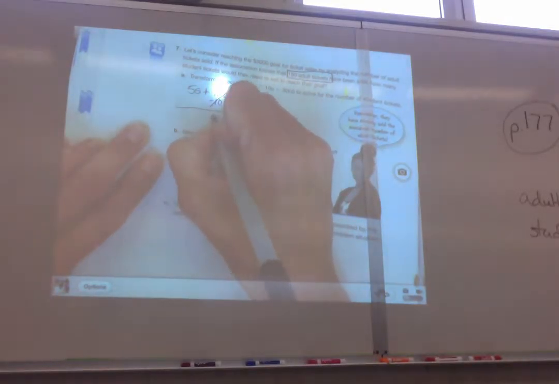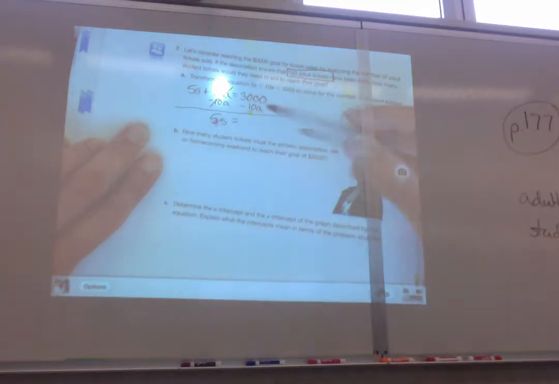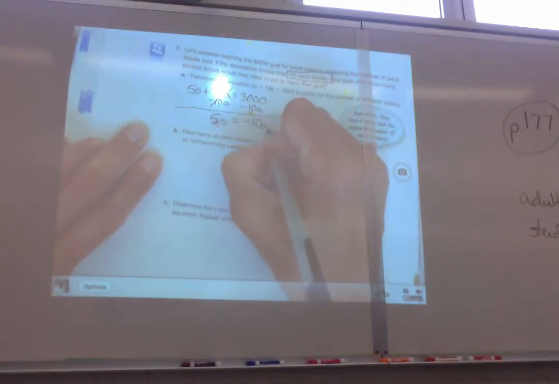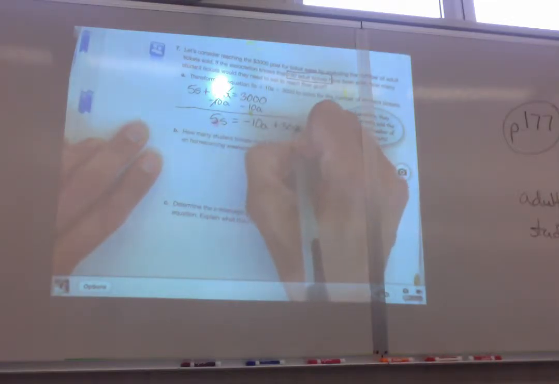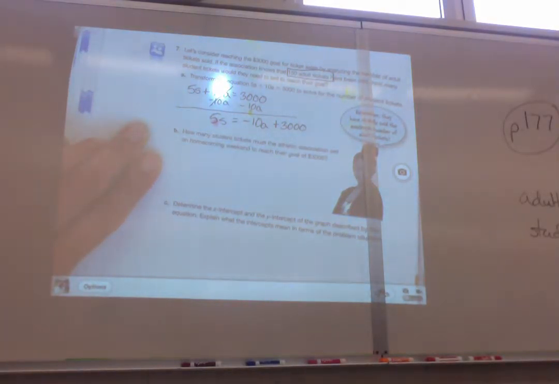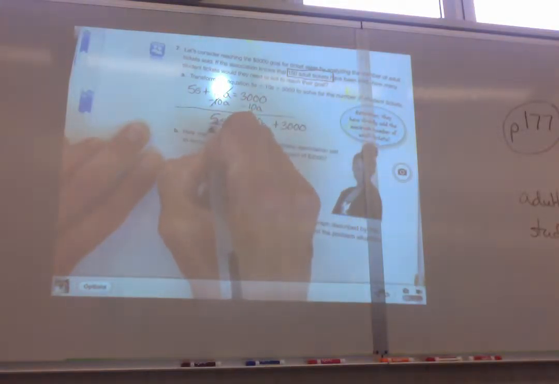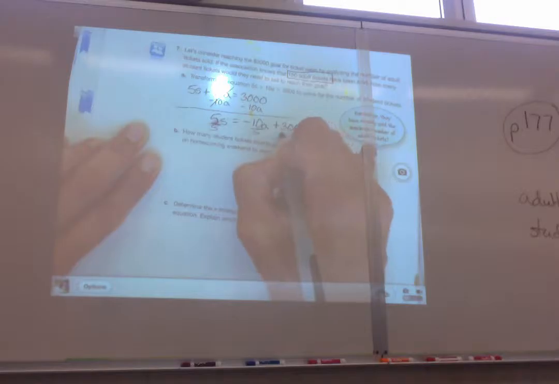I get 5S equals. These two terms, even though I wrote this right underneath, they're unlike terms, so I can't actually subtract that 10. The way I write it is minus 10A plus 3,000. I have to write it as two separate things because one has an A and one doesn't. What's my last step to get S all by itself? Divide by 5, all the way across. Divide by 5 every single term in the equation.